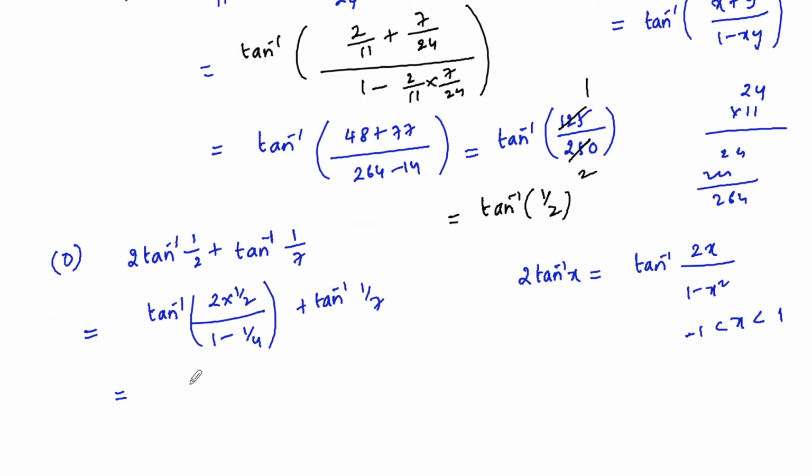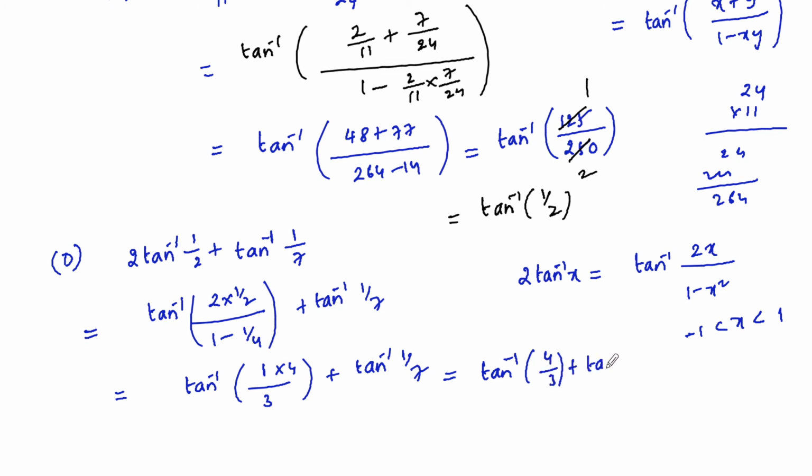So this equals tan inverse of 1 divided by 1 minus 1 by 4, that is 3 by 4. So 4 will come to the numerator, plus tan inverse of 1 upon 7. So which equals tan inverse of 4 by 3 plus tan inverse 1 by 7. And again, for tan inverse x plus tan inverse y, we can use it since 4 upon 3 into 1 upon 7 is less than 1.